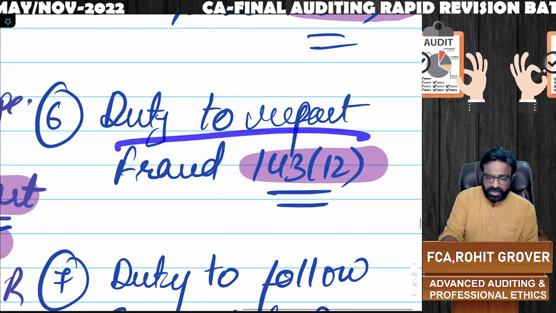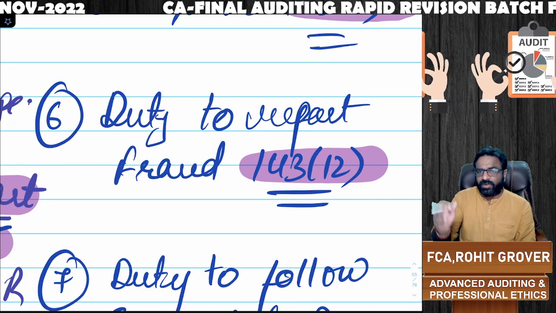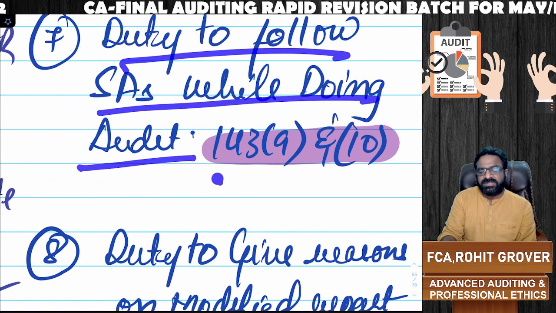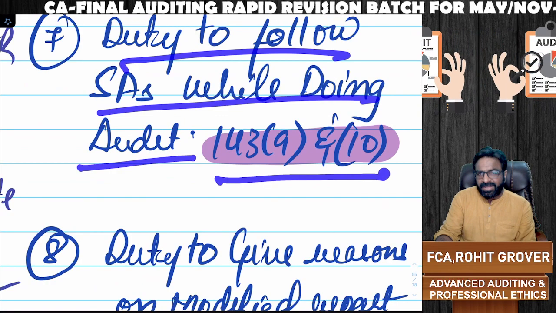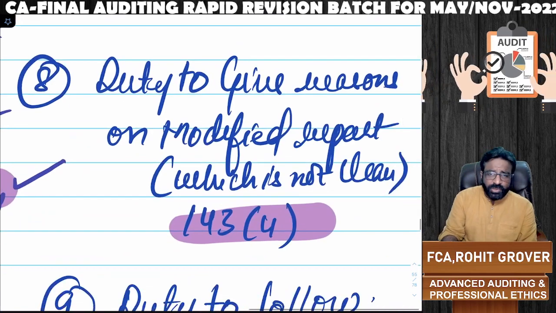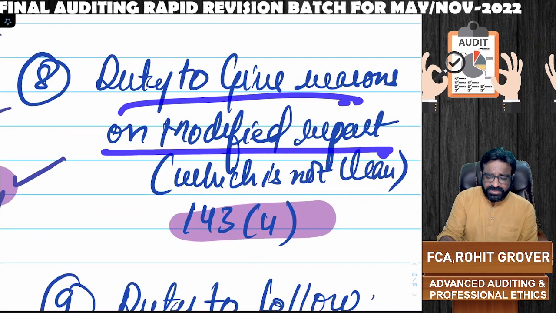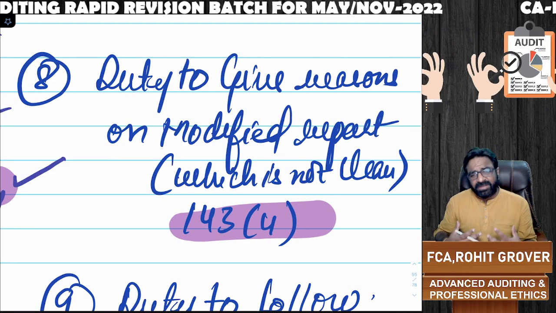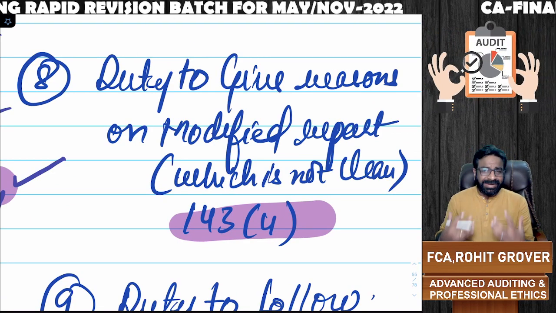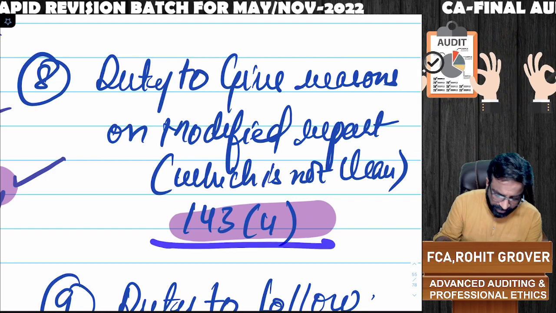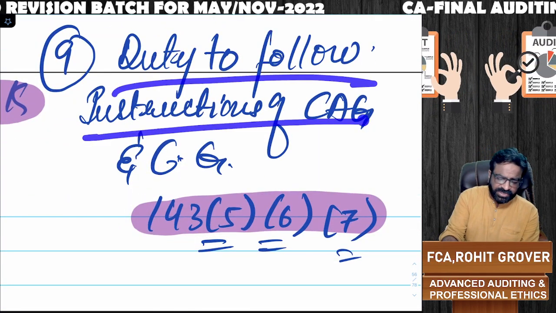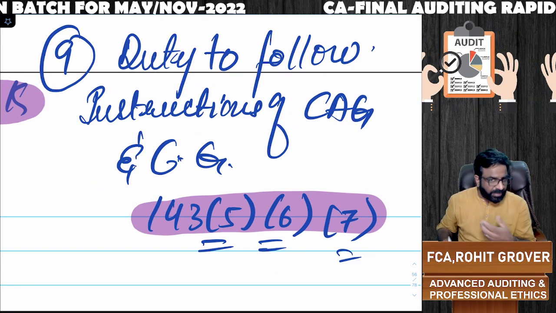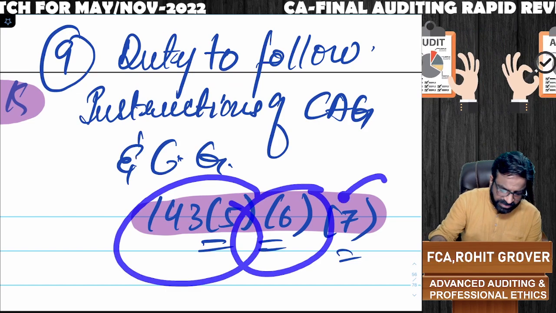Duty to report a fraud under section 143 subsections 12, 13, 14, 15. Duty to follow the standards on auditing while doing audit, that is section 143 subsection 9 and subsection 10. Duty to give the reasons on modified report. Whenever we issue a modified report, it is our mandatory duty to give the reasons for modification in the opinion, that is 143 subsection 4. Duty to follow the instructions of C&AG, Comptroller and Auditor General of India, and the Central Government in case of government audit, that is 143 subsections 5, 6 and 7.